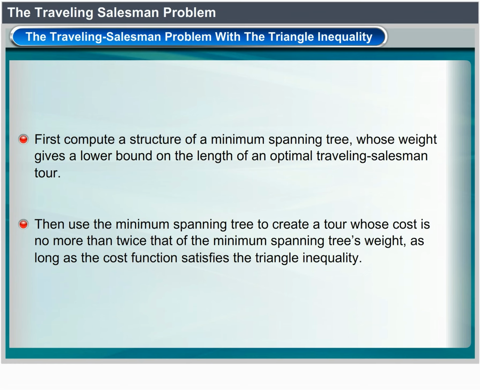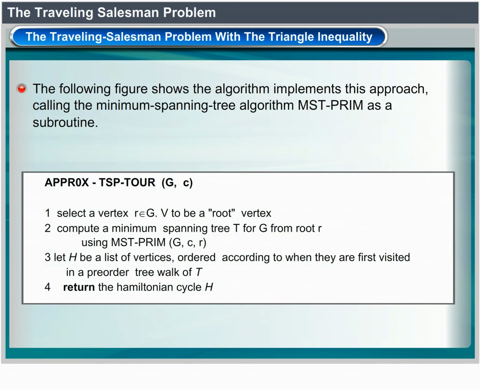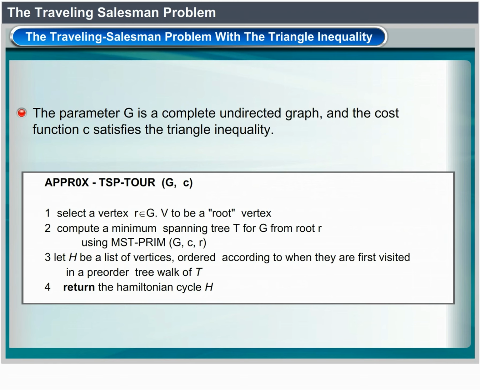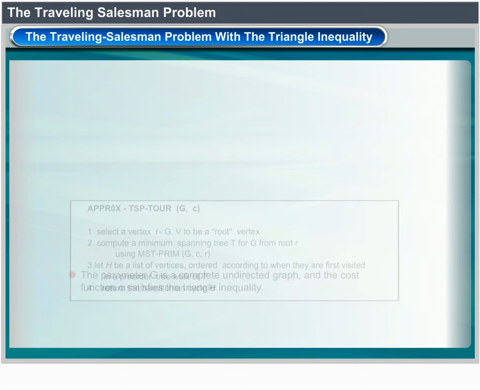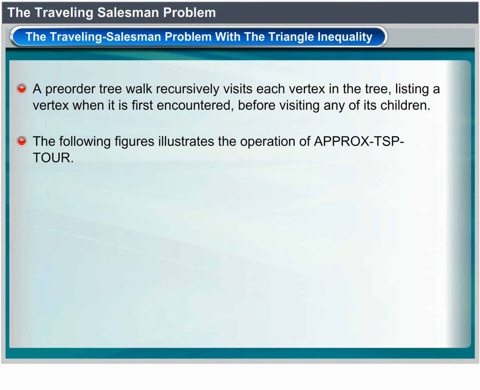The following figure shows the algorithm that implements this approach, calling the minimum spanning tree algorithm MST-PRIM as a subroutine. The parameter G is a complete undirected graph, and the cost function c satisfies the triangle inequality. A pre-order tree walk recursively visits each vertex in the tree, listing a vertex when it is first encountered, before visiting any of its children. The following figure illustrates the operation of APPROX-TSP-TOUR.